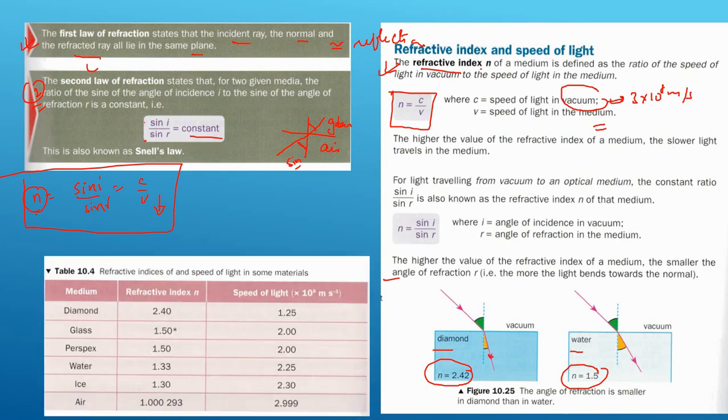If you look at this part, you have a diamond, glass, water, ice, and air. Air has a refractive index closer to 1. It means what? It will have the highest light speed in all these media, which is closer to the speed of light in the vacuum. And diamond, since it has a higher refractive index, the speed of light will be less. I hope this is clear. You can pause the video and think of it.